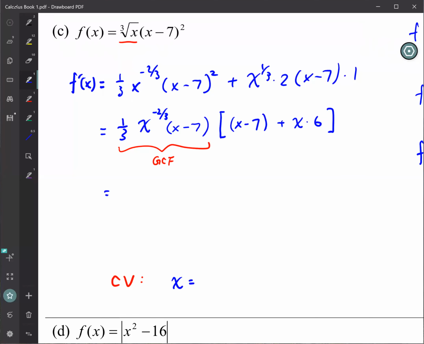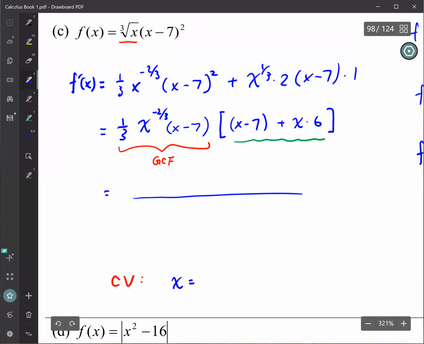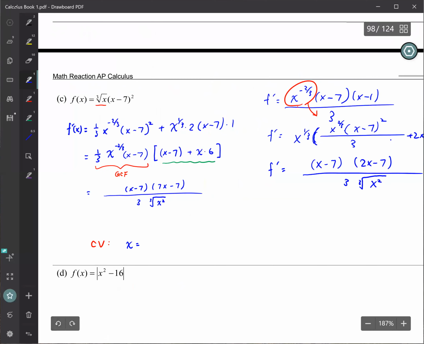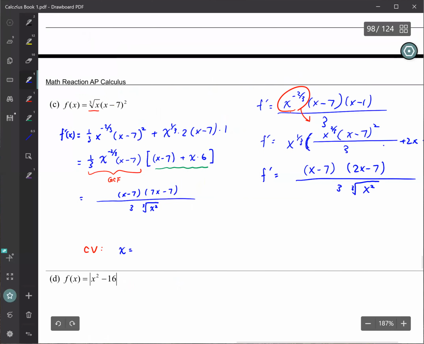Now we can simplify more, right? The green part will be 7x, 6x plus an x, so 7x. So we can write out the fraction now. We have 7x minus 7 on the top as well, right? 3, and then the cube root of x squared. So let's see, do we have any match here? Oh wait, yeah, I forgot the 7.